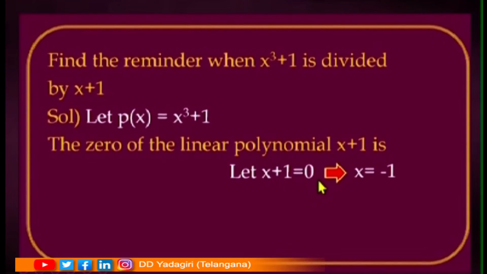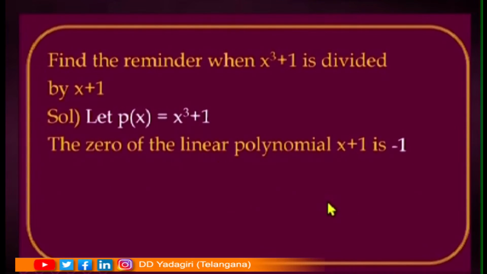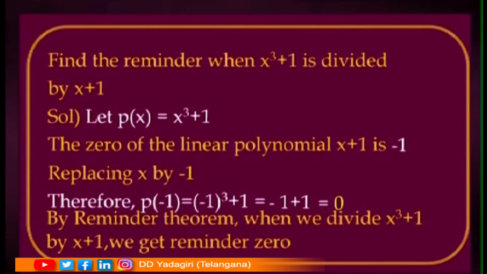So if P of x is divided by linear polynomial x minus a, then the remainder is P of a, where a is the 0 of x minus a. That is the remainder theorem. So you put x equal to minus 1, you get P of minus 1 is equal to minus 1 whole cube plus 1, which is minus 1 plus 1, which is going to be 0. So therefore by remainder theorem, when you divide x cube plus 1 by x plus 1, we get the remainder as 0.